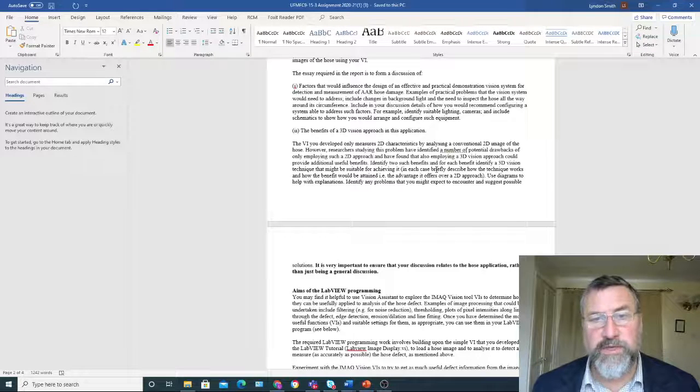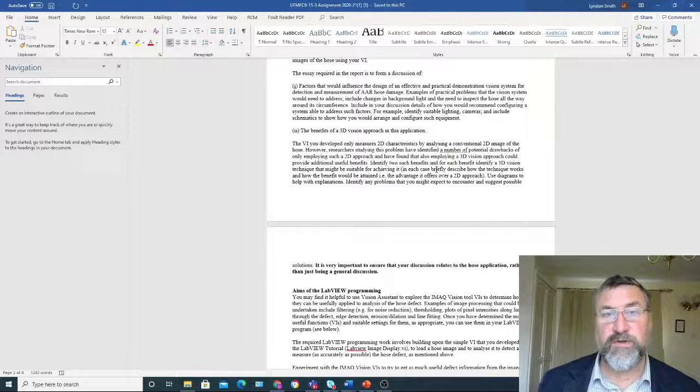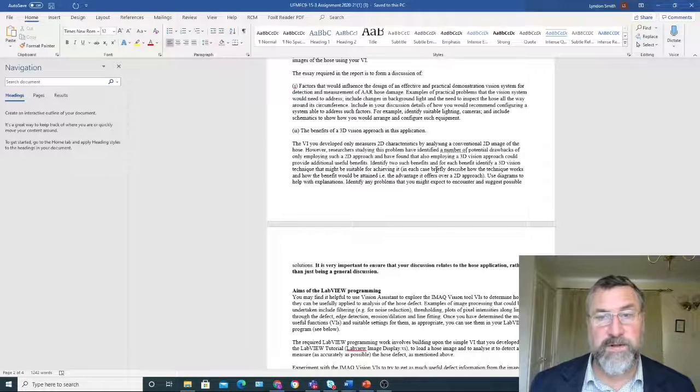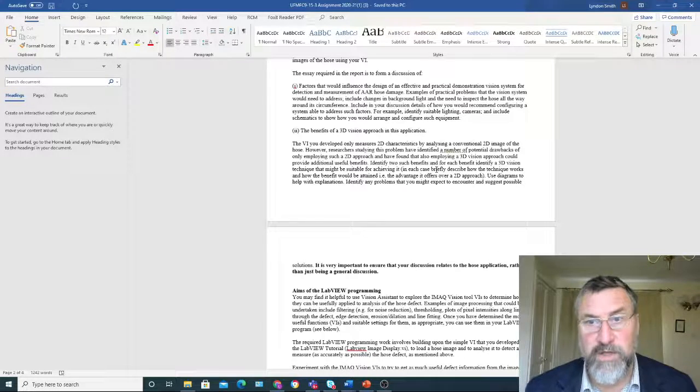Use diagrams to help with explanations, identify any problems that might be expected to occur, and suggest possible solutions. It's very important that your discussion relates to the hose application rather than just being a general discussion. So you don't want to keep talking generally about what's going on in machine vision. You don't want to do that at all. You want to talk about the hose application and what you can do in relation to that.